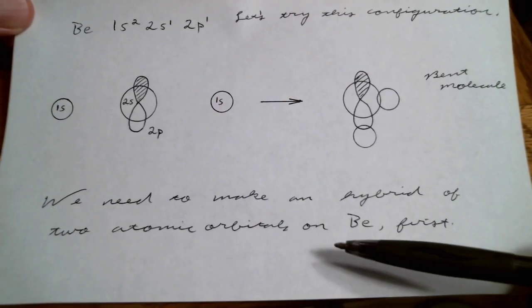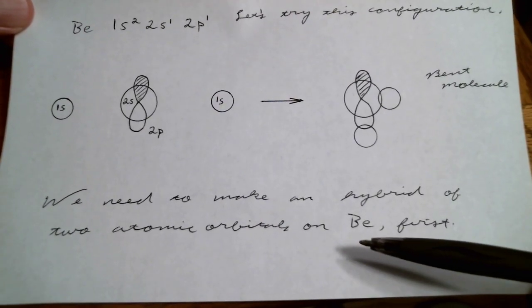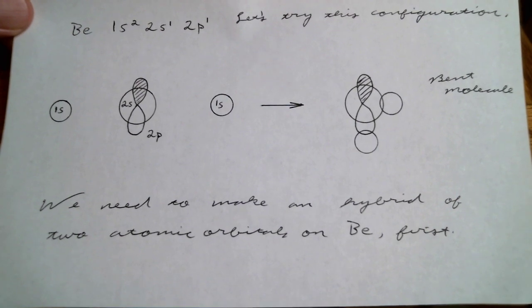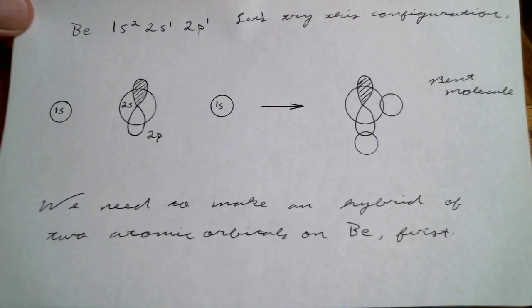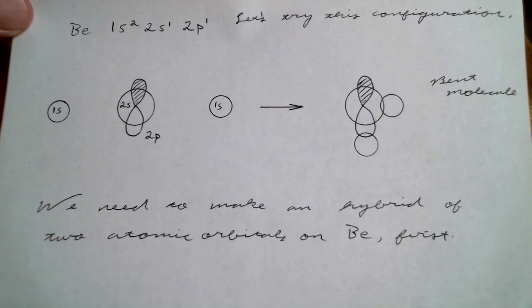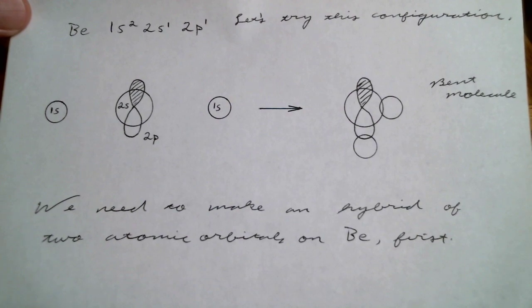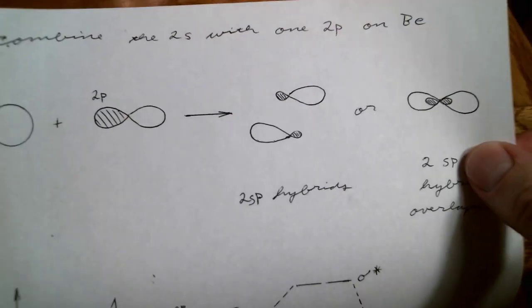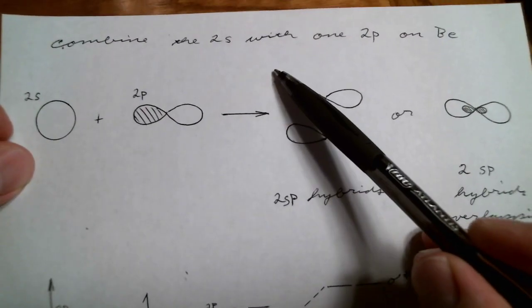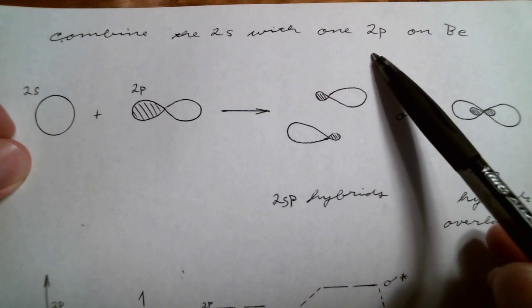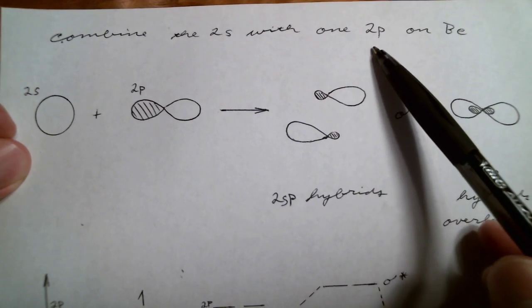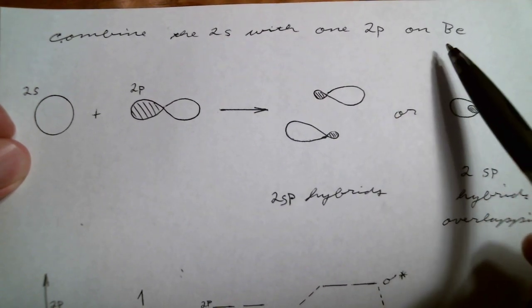So we need to make a hybrid of two atomic orbitals on beryllium first. And just like forming molecular orbitals, when you form hybrid atomic orbitals, the number of atomic orbitals that you begin with equals the number of hybrid atomic orbitals that you form. So let's see that with beryllium hydride. What are we going to do? We're going to combine a 2s atomic orbital with one of the three 2p atomic orbitals on beryllium.